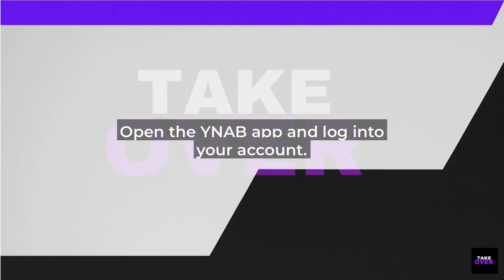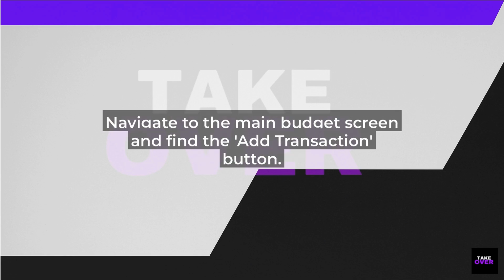First things first, open up your YNAB app or website and log into your account. Once you're in, head over to the main budget screen. This is where all your categories and accounts live. Now, look for the Add Transaction button. It's usually right at the top or in the Accounts section. Click on that, and you'll see a form pop up.